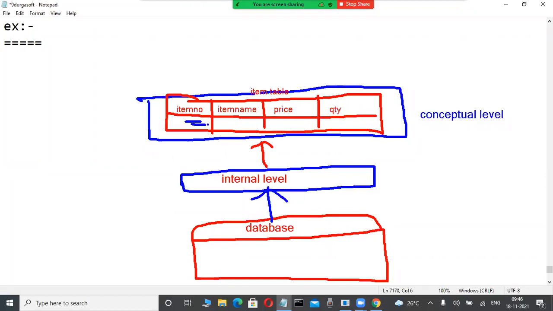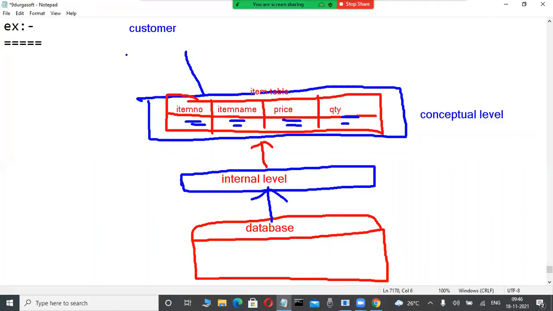But now, what is the external level? All this data is not required for some types of users, here employees only in this example. Suppose I am a customer, you are a customer. Customers are only allowed to view item name and price, which is enough. When we go to a shopping mall, we are allowed to view only item name and price, the remaining is not really required. In that case, the database administrator creates a view from this table.